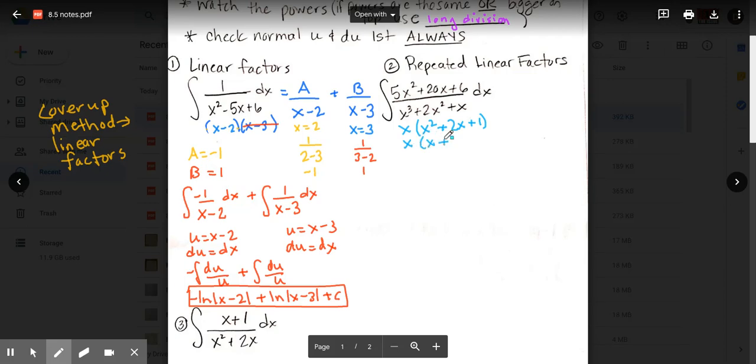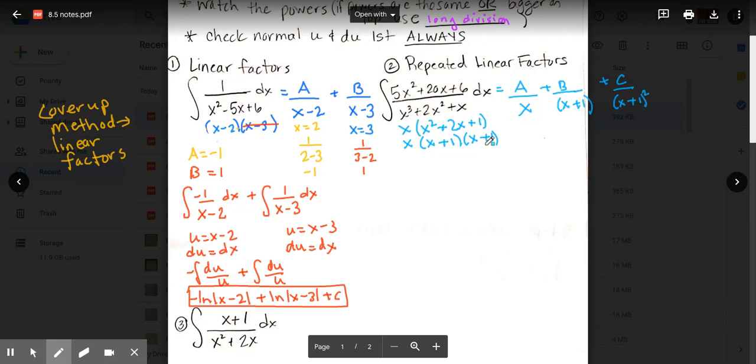This factors into x plus 1 times x plus 1. These are repeating linear factors, right? The x plus 1 repeats. So this is how you write out your partial fractions. The first one's a over x, the first factor on the bottom here, plus the second one, and the last one would be c over x plus 1 squared.